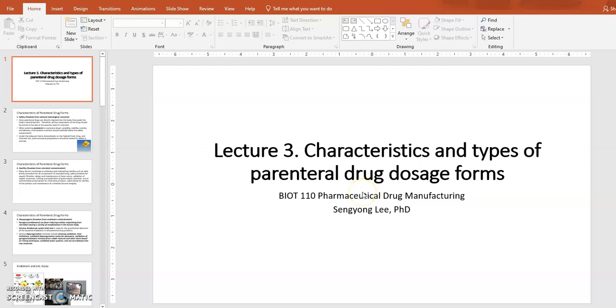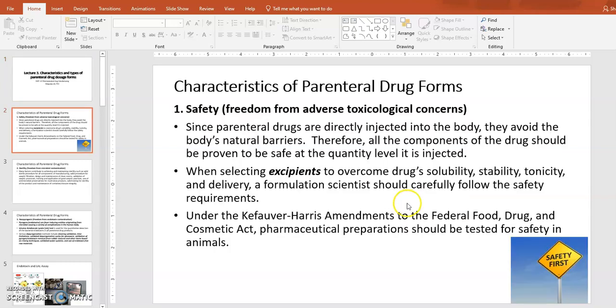Okay, lecture 3, we'll talk about the characteristics and types of parenteral injectable drug dosage forms. There are a lot of characteristics or requirements of parenteral drug forms, the injectable drug forms. Of course, the most important requirement of the parenteral drug should be the safety of the drug.